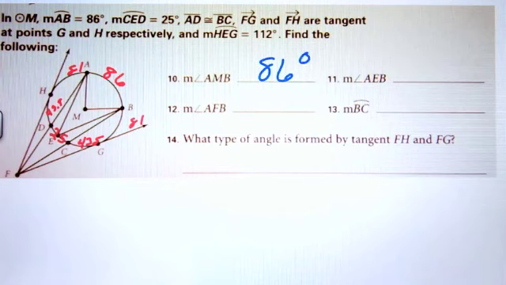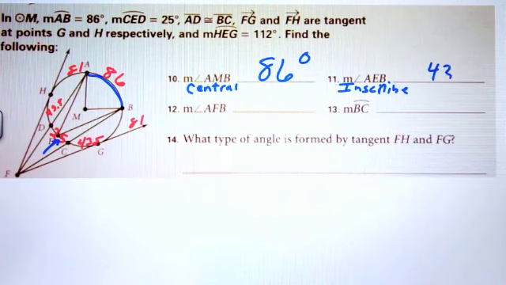And now they want us to figure out what the measure of angle AEB is. E's over here on the right-hand side. And the arc that's inside AEB is arc AB. E is on the circle, so AEB is an inscribed angle. So this one was a central angle. This one is inscribed. And when it's inscribed, it's half the arc. The arc is 86. Half of 86 is 43 degrees. Wow, those two are both pretty easy.